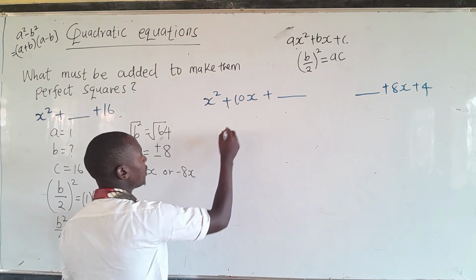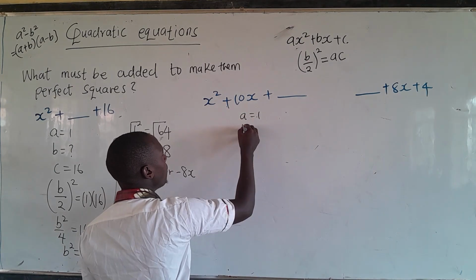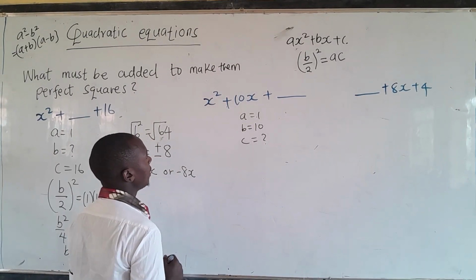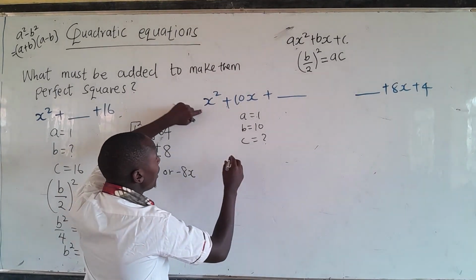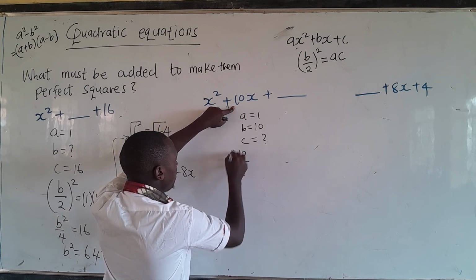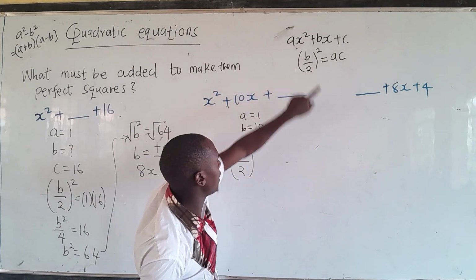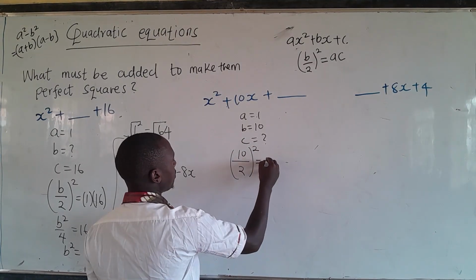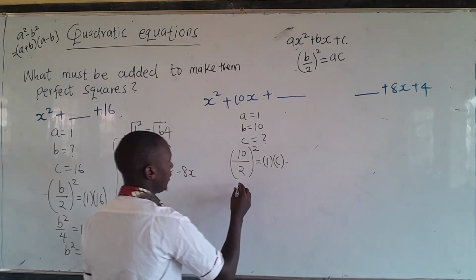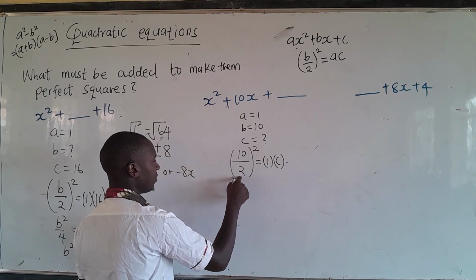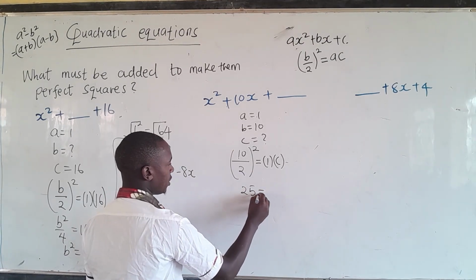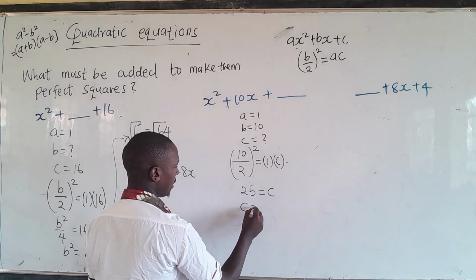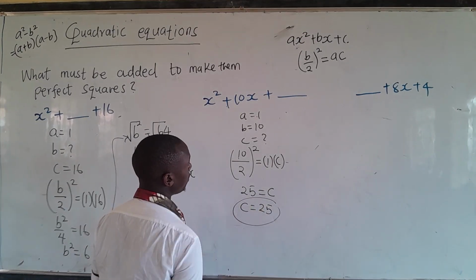Here we are going to identify what we have. A is equal to 1, b is equal to 10, and c is the question mark. Now we take b, which is 10, divide by 2, and square the result, and the answer must be equal to ac. A is 1 multiplied by c. 10 divided by 2 is 5, 5 squared is 25, which equals c. So the value of c is 25. That's how we do that.